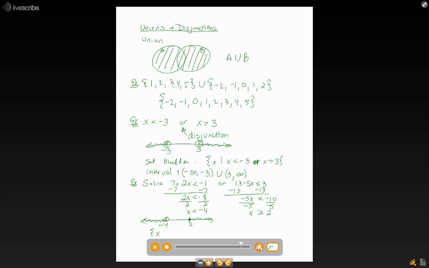Set of x such that x is less than -4 or x is greater than or equal to 2. Good. Use the word or. And then for interval notation, notice how many intervals I have. Look at my graph. 2 pieces are shaded, right?